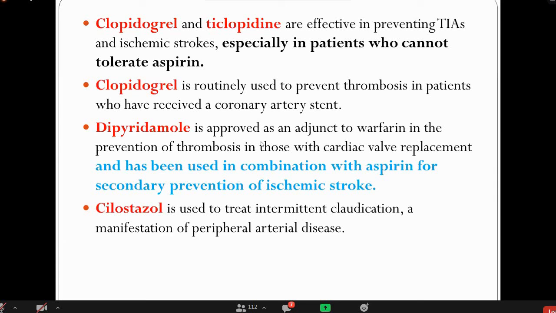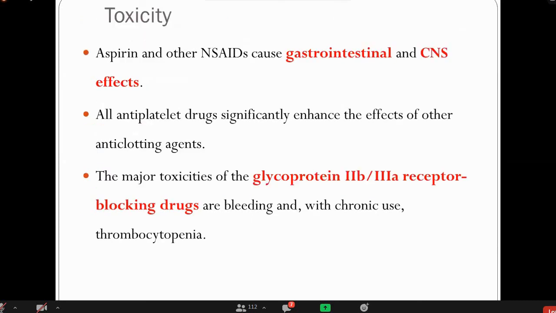Dipyridamole is approved as an adjunct to warfarin in the prevention of thrombosis in those with cardiac valve replacement and has been used in combination with aspirin for secondary prevention of ischemic stroke. Cilostazol is used to treat intermittent claudication, a manifestation of peripheral arterial disease.